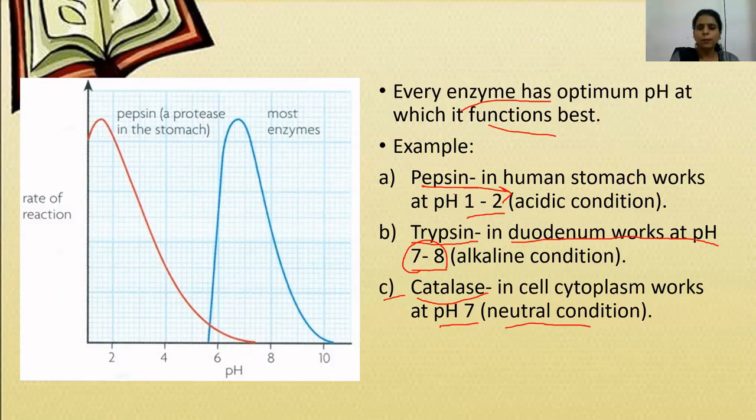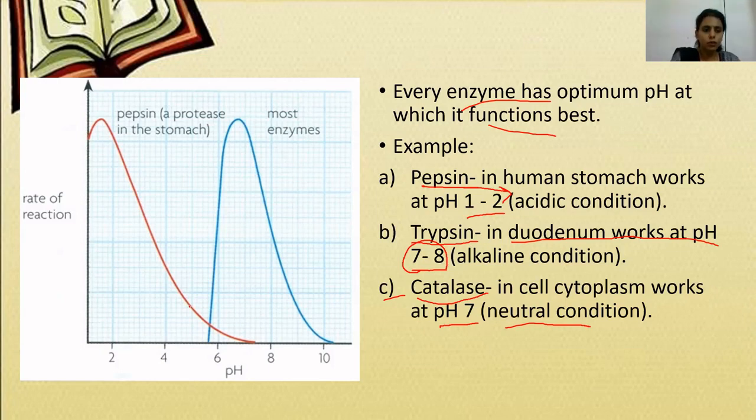So remember that the pepsin enzyme in human beings works at pH 1 to 2 in acidic condition. The trypsin enzyme in human beings works at pH 7 to 8 in alkaline condition, and the catalase enzyme in cell cytoplasm works in neutral condition, that is at pH 7.